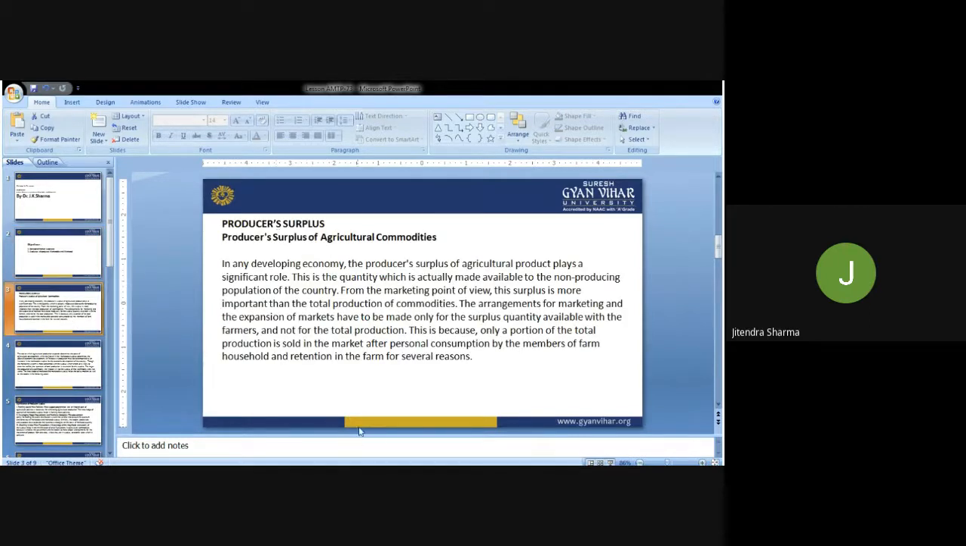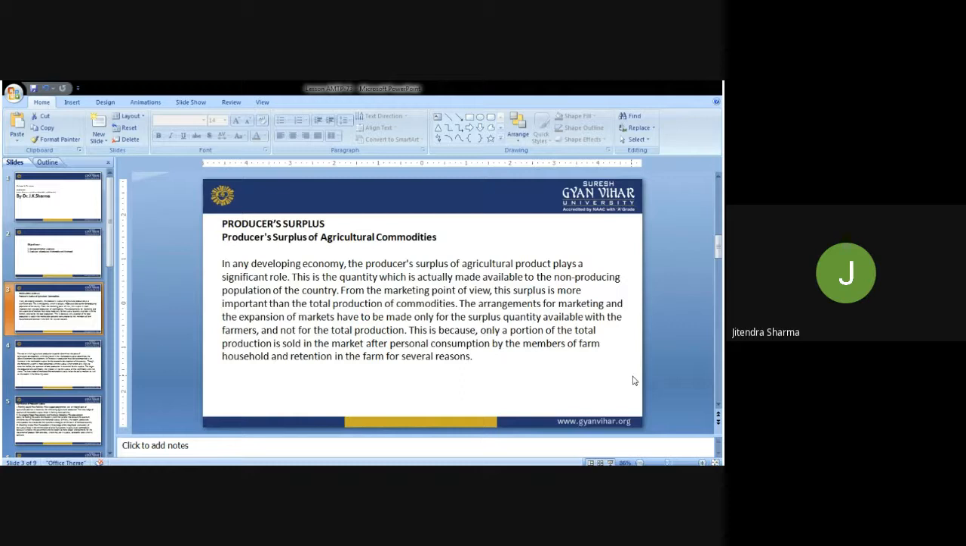Producer surplus of agricultural commodities: in any developing economy, the producer surplus of agricultural product plays a significant role. This is the quantity which is made available to the non-producing population of the country. From the marketing point of view, this surplus is more important than the total production of commodities. The arrangements of marketing and expansion of market have to be made only for the surplus quantity available with the farmers and not for the total production.